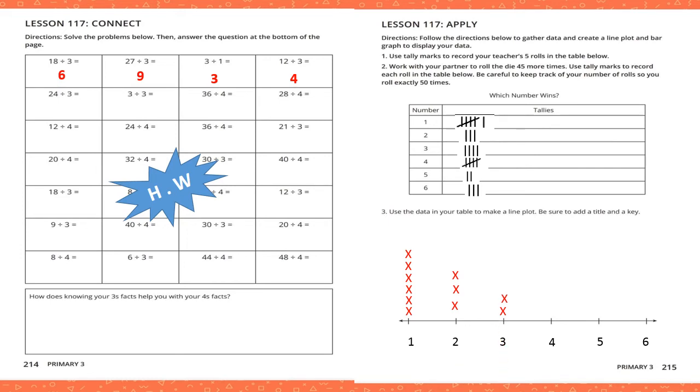Number 3 is 4. 1, 2, 3, 4. Number 4 here is 5. 1, 2, 3, 4, 5. Number 5 is 2. So I will put 2 x's. 1, 2. Number 6 here is 3. 1, 2, 3.